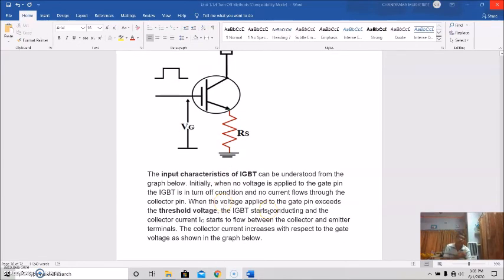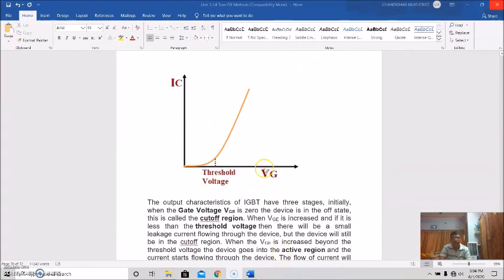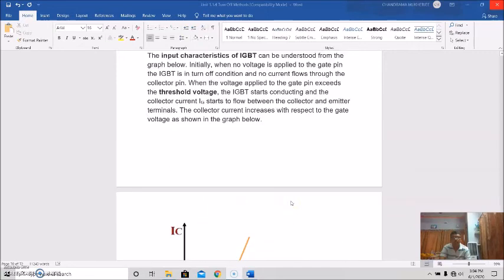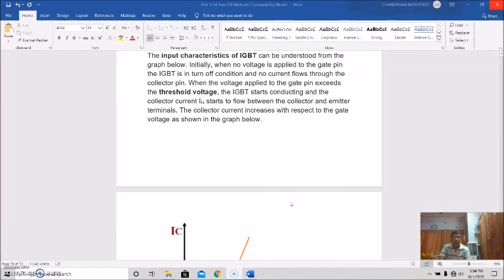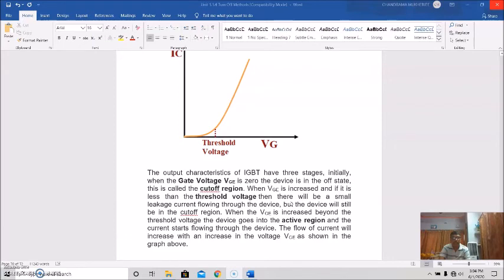Now, the input characteristics of IGBT can be understood from the graph given here, between gate voltage and collector current. There is a no conduction state, and this voltage is the threshold voltage, after which the current will flow. So we find 3 stages here.